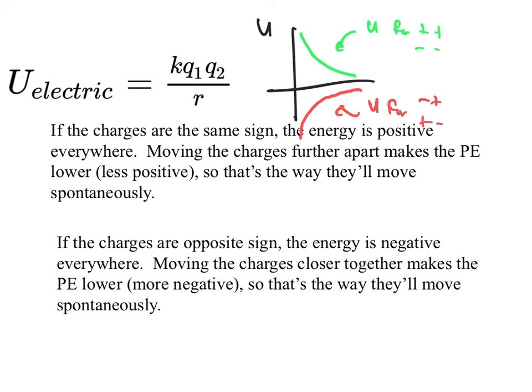Systems accelerate towards lower energy, and this is lower energy than that. So systems will want to move along that curve, which means the particles will want to move to smaller separation, which means they attract, which is exactly what we expect. So this energy at least respects what we think about like charges and opposite charges.